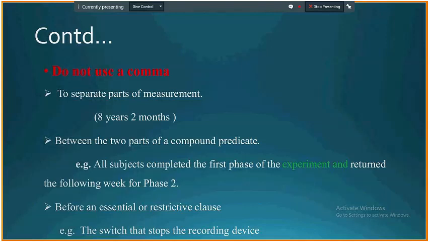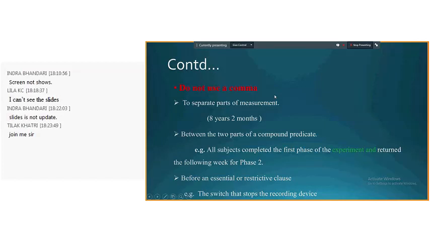Here I mentioned three bullets under "Do not use a comma." When we do not use a comma, or where, if we use a comma under this bullet or in the example I mentioned here, that is incorrect. So we must be aware of where we cannot use a comma.